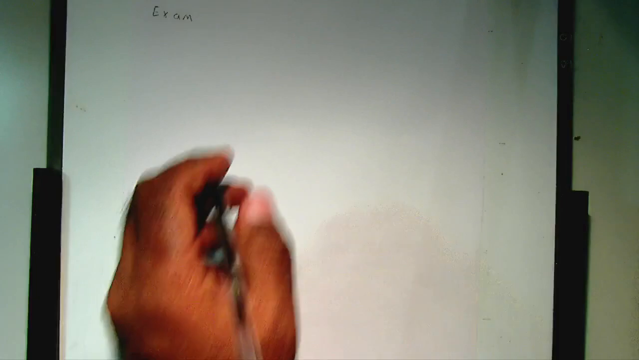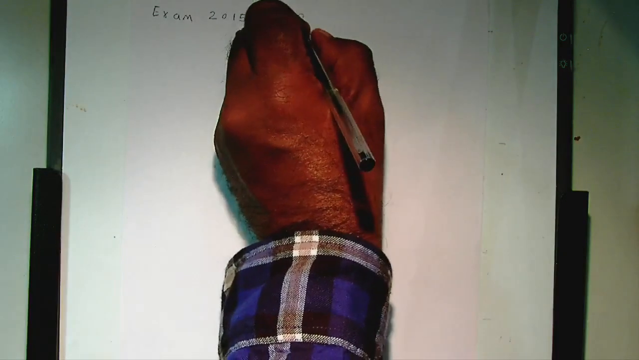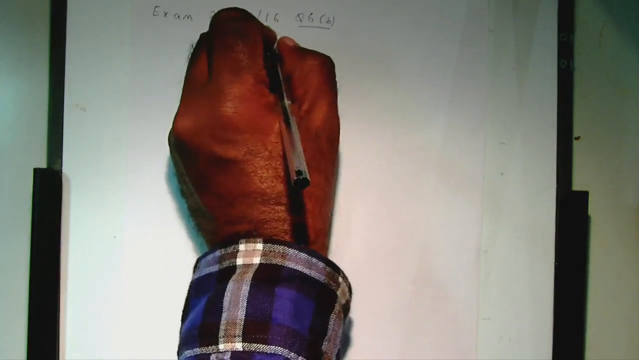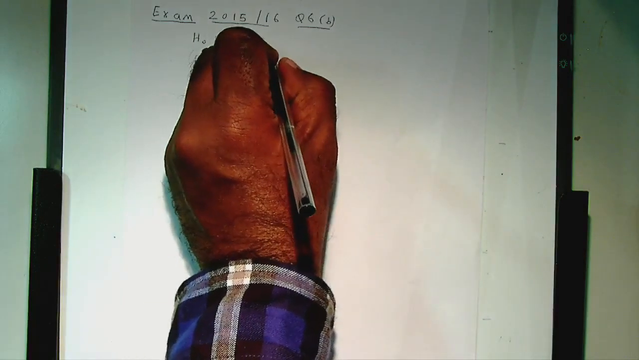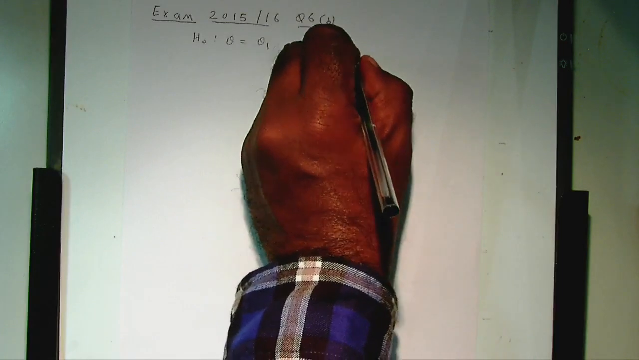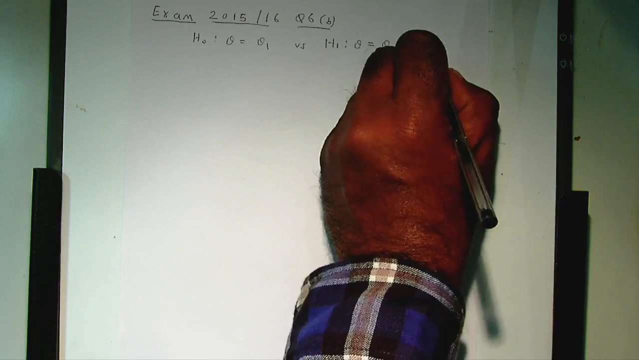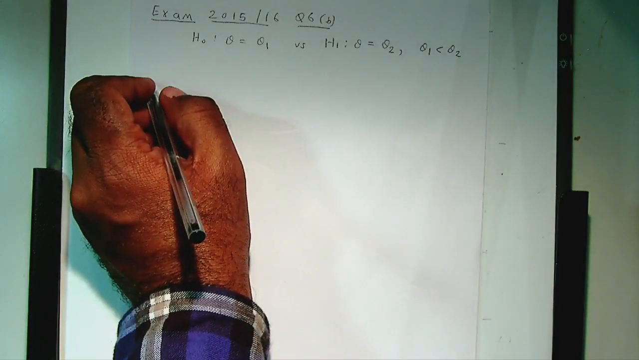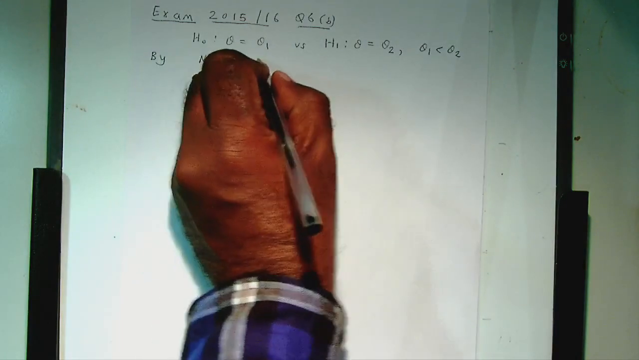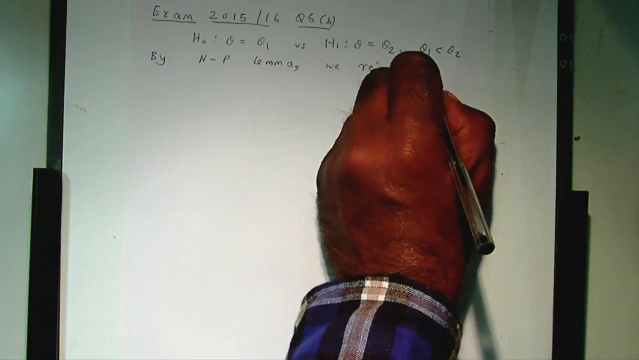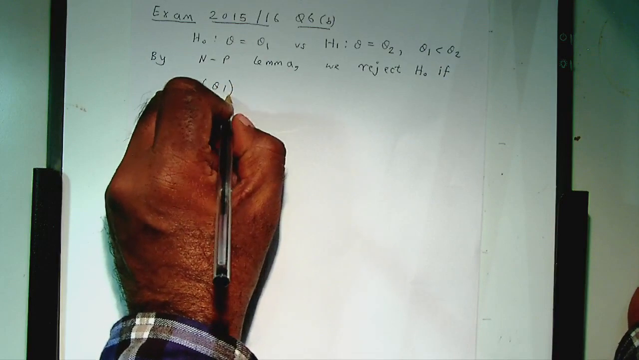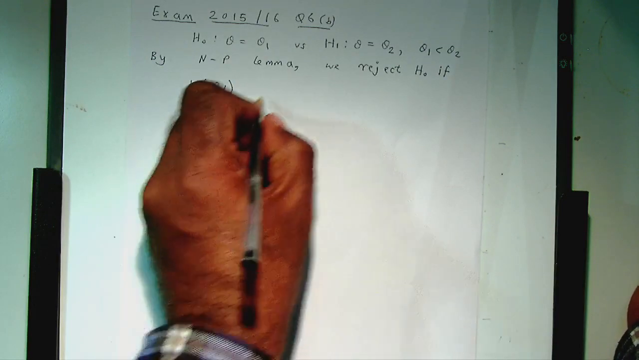So this is exam (2015-16), question 6B. Once again, you start off by saying by NP lemma, we reject H0 if the likelihood at theta 1 divided by likelihood at theta 2 is less than a constant, say k, right?